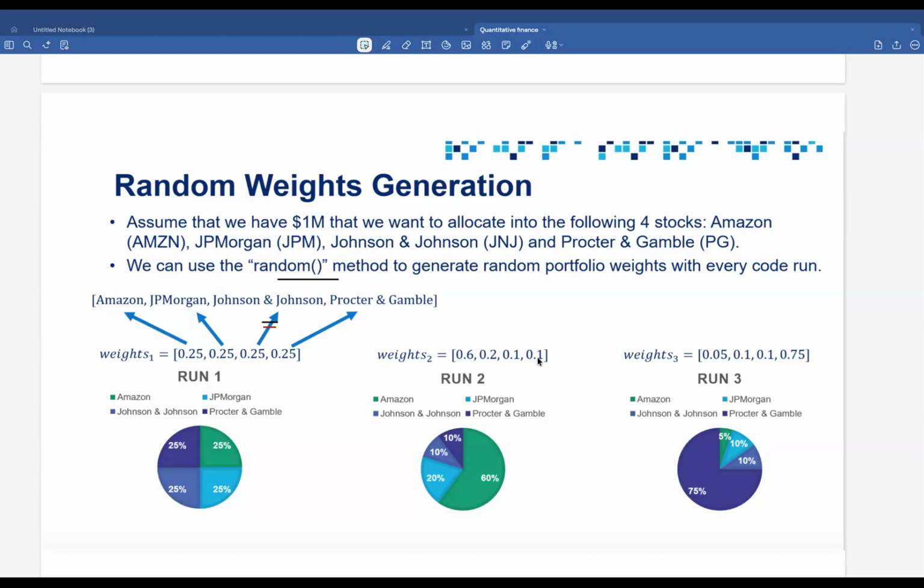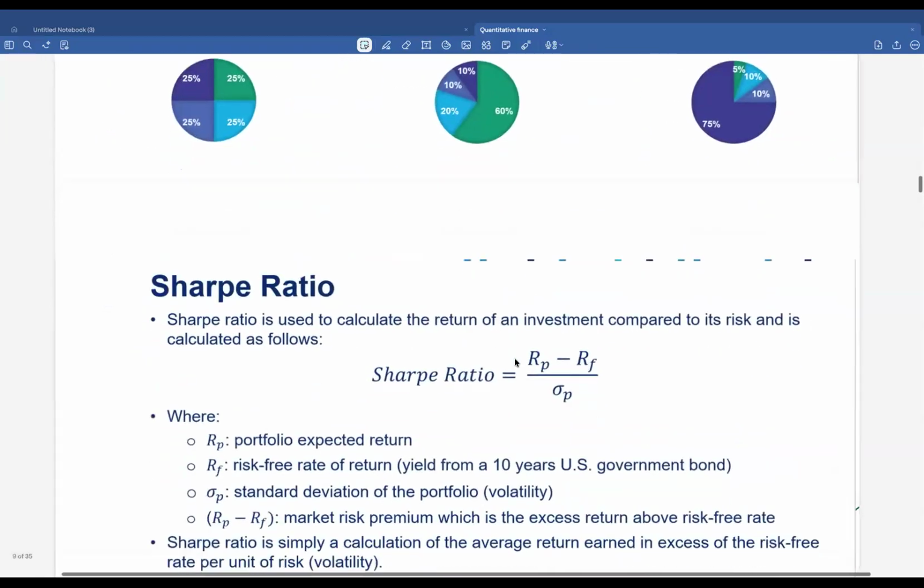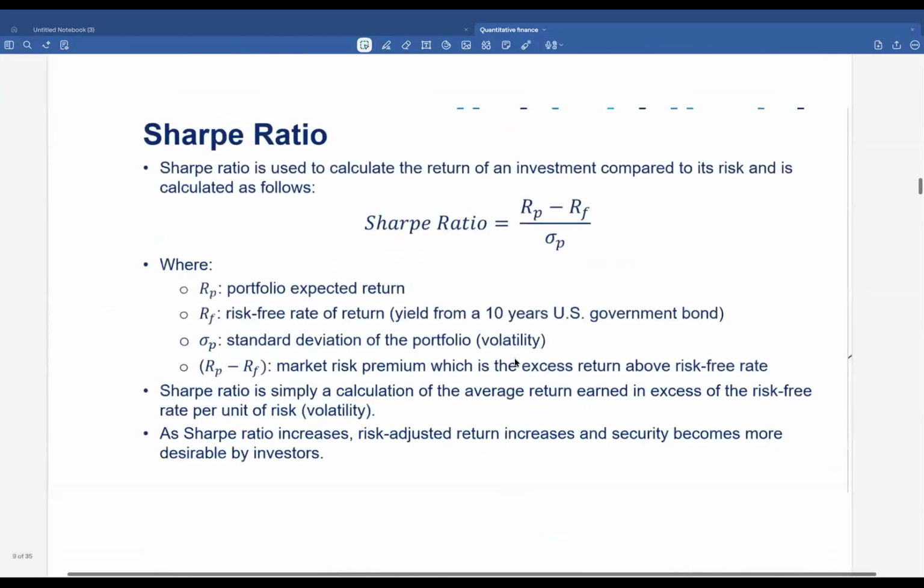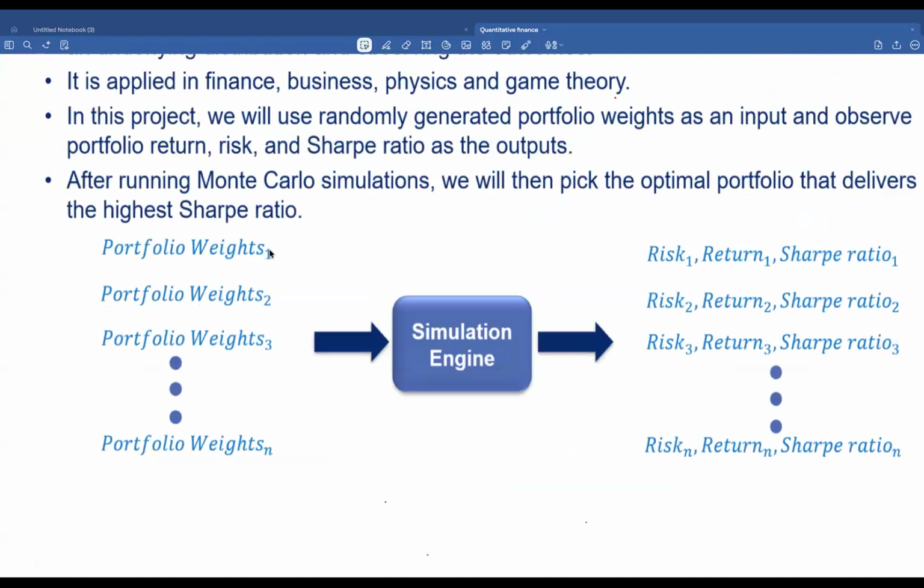So what we want to do is randomly generate these weights. How many times do I want to randomly generate? Let us say 10,000 simulations we are doing. That means 10,000 such portfolios will be computed, with each portfolio having a unique set of weights. So it would look something like this. You see, for every portfolio, there'll be a different set of weights.